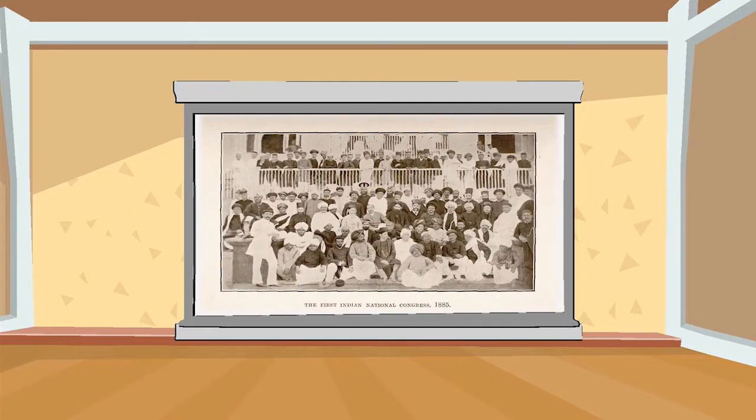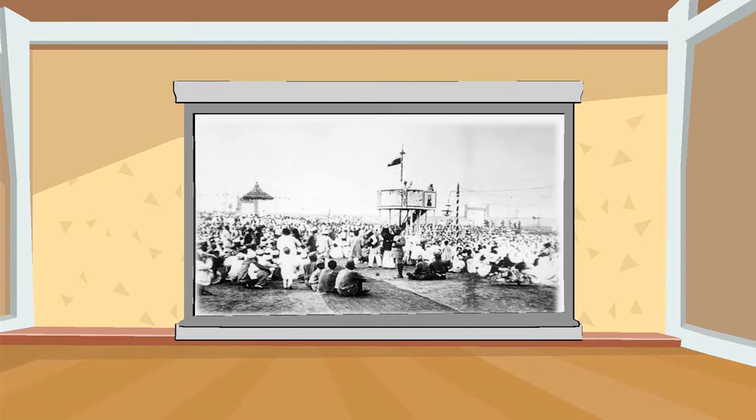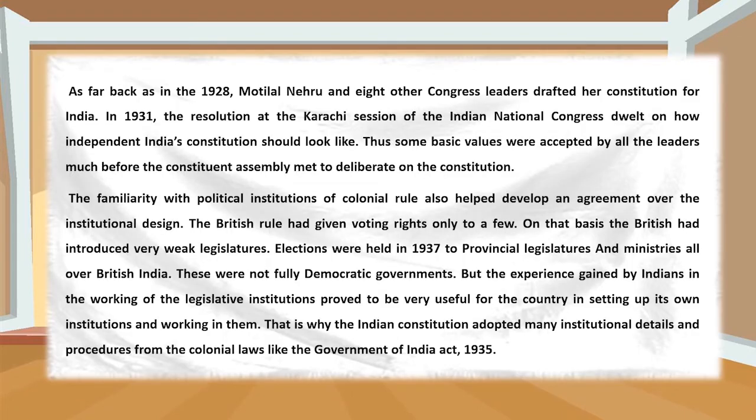In the year 1928, 9 Congress leaders drafted the Indian Constitution. 3 years later, in 1931, there was a discussion in the Karachi session of the Indian National Congress on how the Indian Constitution should look like. By this time, a basic set of rules were accepted by most of the leaders. Let's read the paragraph to understand how they gained familiarity with political institutions from the British rule. Could one of you please volunteer and read the next paragraph for us?